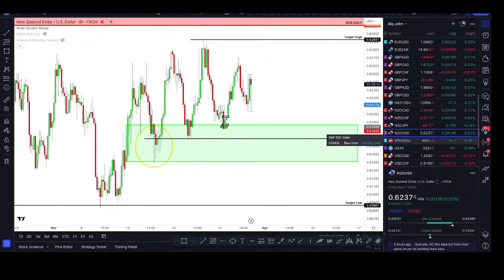NZD USD daily chart. Let's go over to the daily quickly.